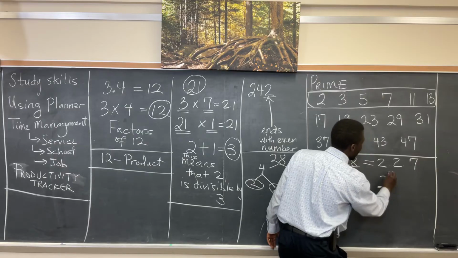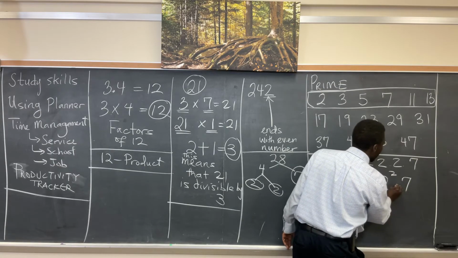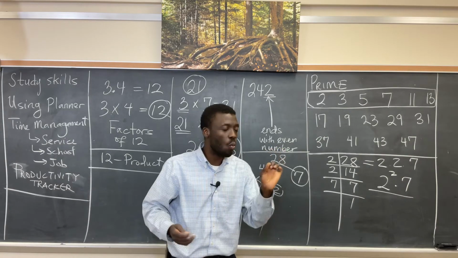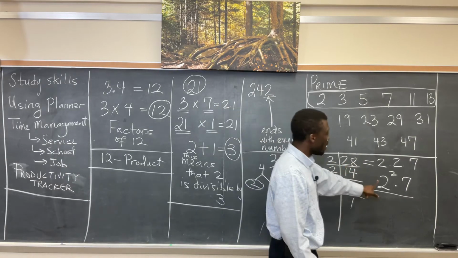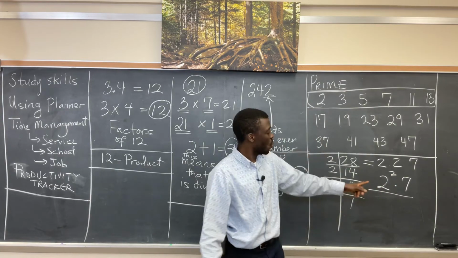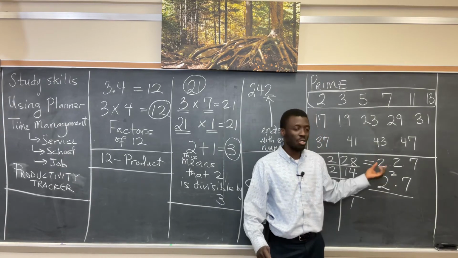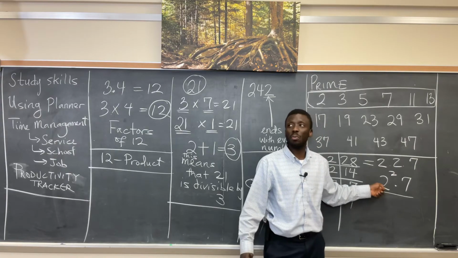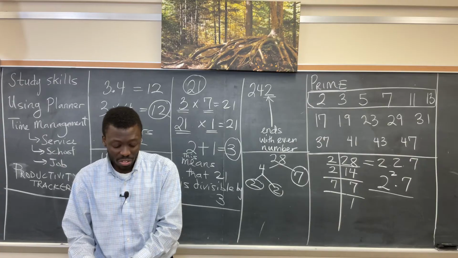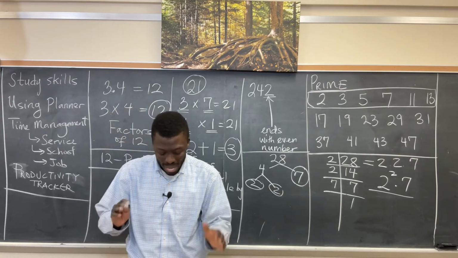Some people might write it like this. Again, the dot in between is for multiplication. When you get to algebra, you'll find out why we do the dot. This is the prime factorization of 28: 2 times 2 times 7. When you write a number squared, it means that you're repeating this value multiplied by itself. Okay, so prime factorization, great tool. We're going to spend some time there.